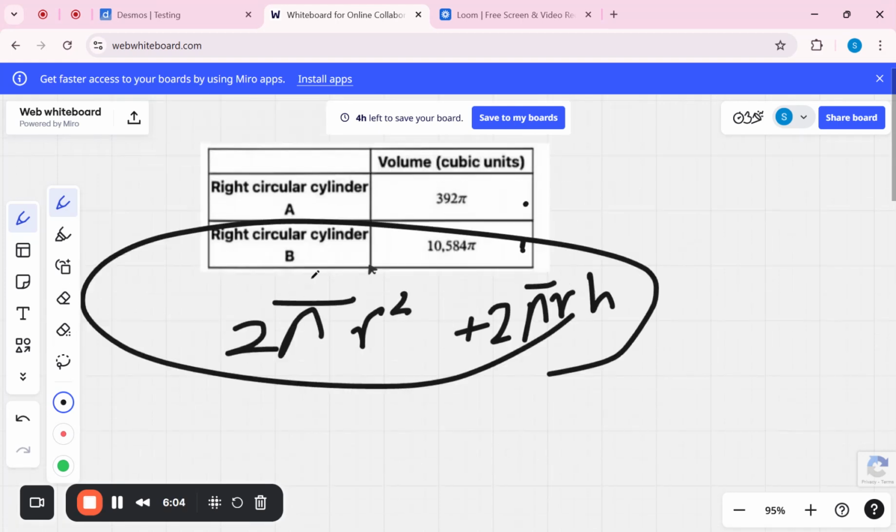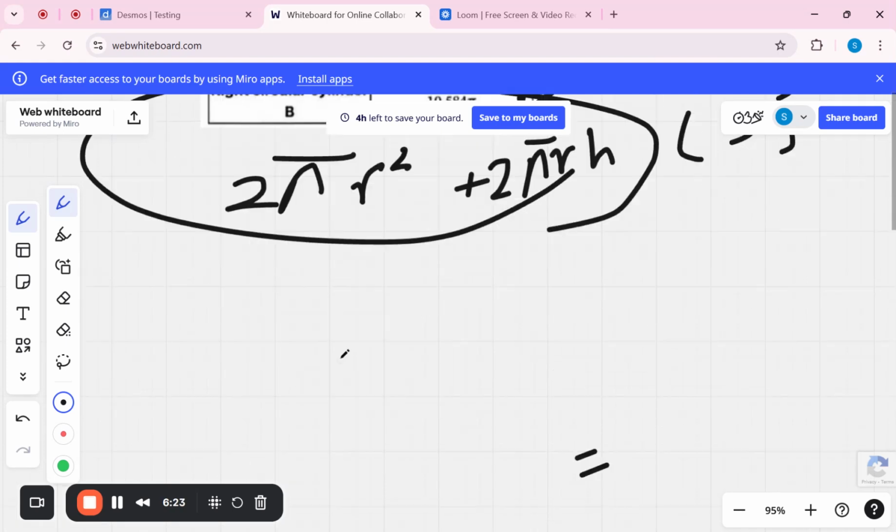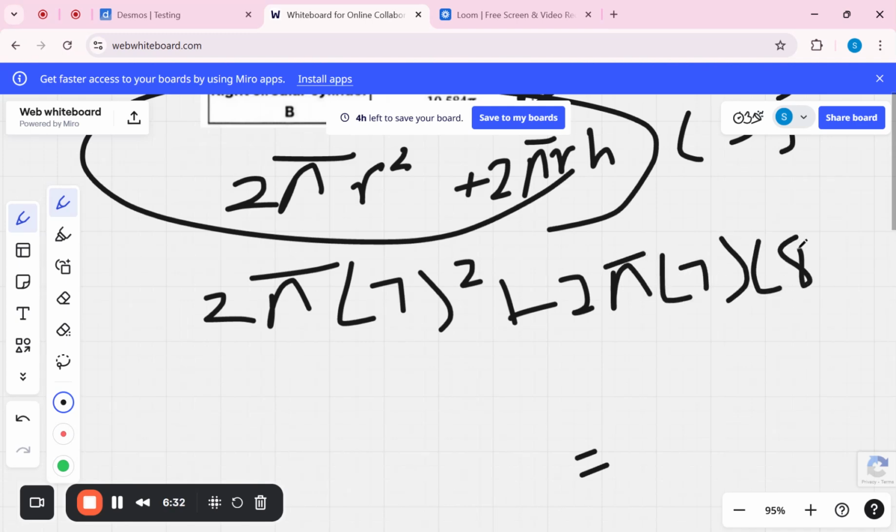For this, I'm only going to find the surface area of cylinder A, and after that I'm going to multiply it by 3 to the power square. If it was volume, I would have multiplied it by 3 to the power cube, but now it is only surface area, so I will multiply it by 3 squared and we will find the surface area of cylinder B. So let's put the values: 2 pi 7 square plus 2 pi 7 into 8.